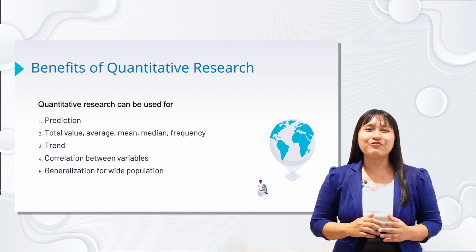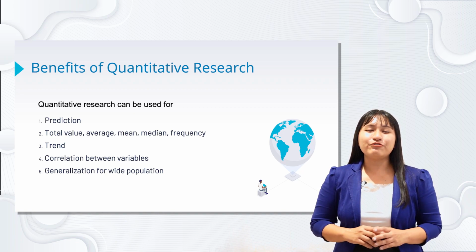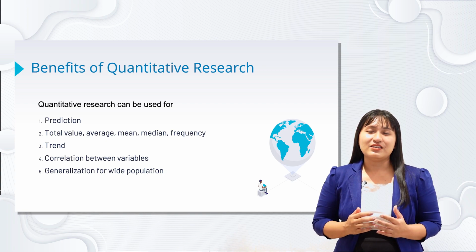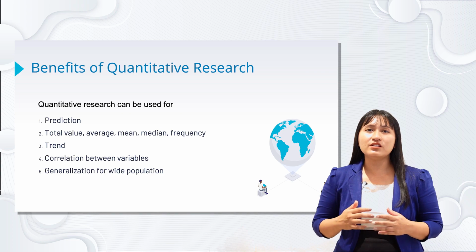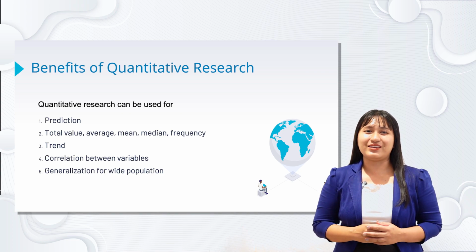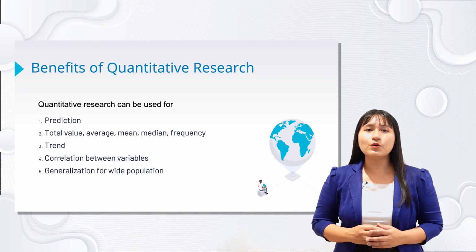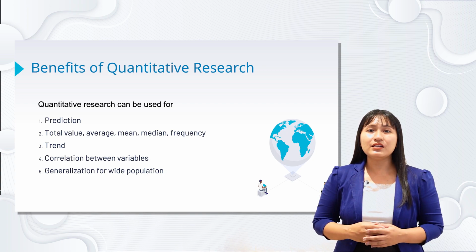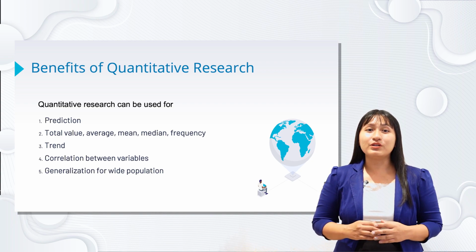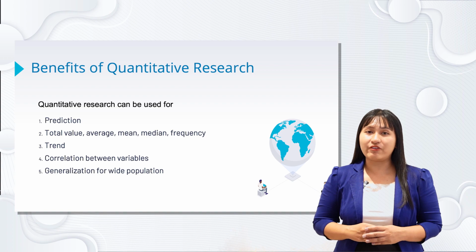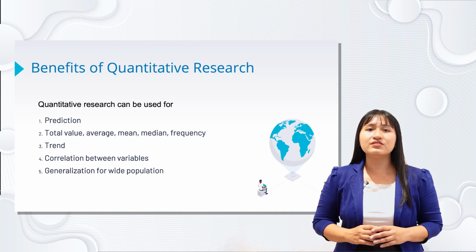And these are the benefits of quantitative research. The first thing is we can make predictions. So that's why in quantitative research, we need to make a hypothesis to predict something. And the second thing that we can have is the total value. And we can also calculate the average from the total value, the mean, the median, and also the frequency of the data. And we can also see the trends from the graphs. And from quantitative research, we can have the correlations between variables, and also we can generalize the data from wide populations.